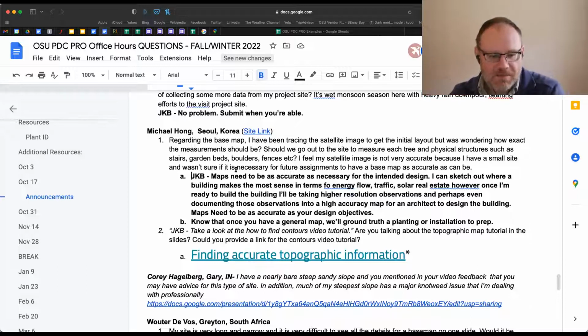Michael came back with some more questions. Regarding the base map, I've been tracing the satellite images to get the initial layout, but was wondering how exact the measurement should be. Should we go to the site to measure each tree and physical structures such as stairs, garden beds, boulders, fences, etc.? I feel my satellite image is not very accurate because I have a small site, and I wasn't sure if it was necessary for future assignments.